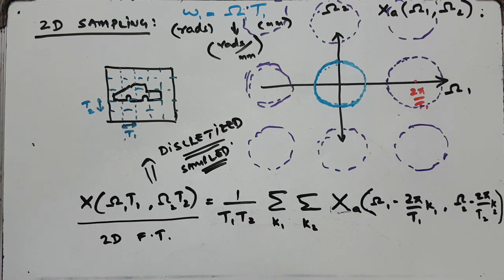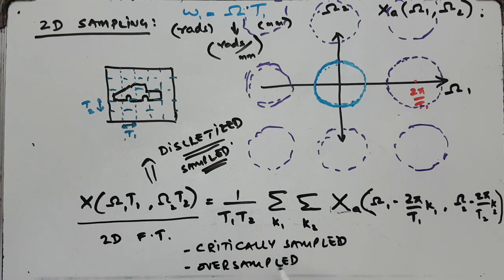Now we had discussed multiple types of sampling. So we had discussed critically sampled, we discussed oversampled, and then we discussed, is it visible? I think it is. No, it's not. And then we discussed undersampled.